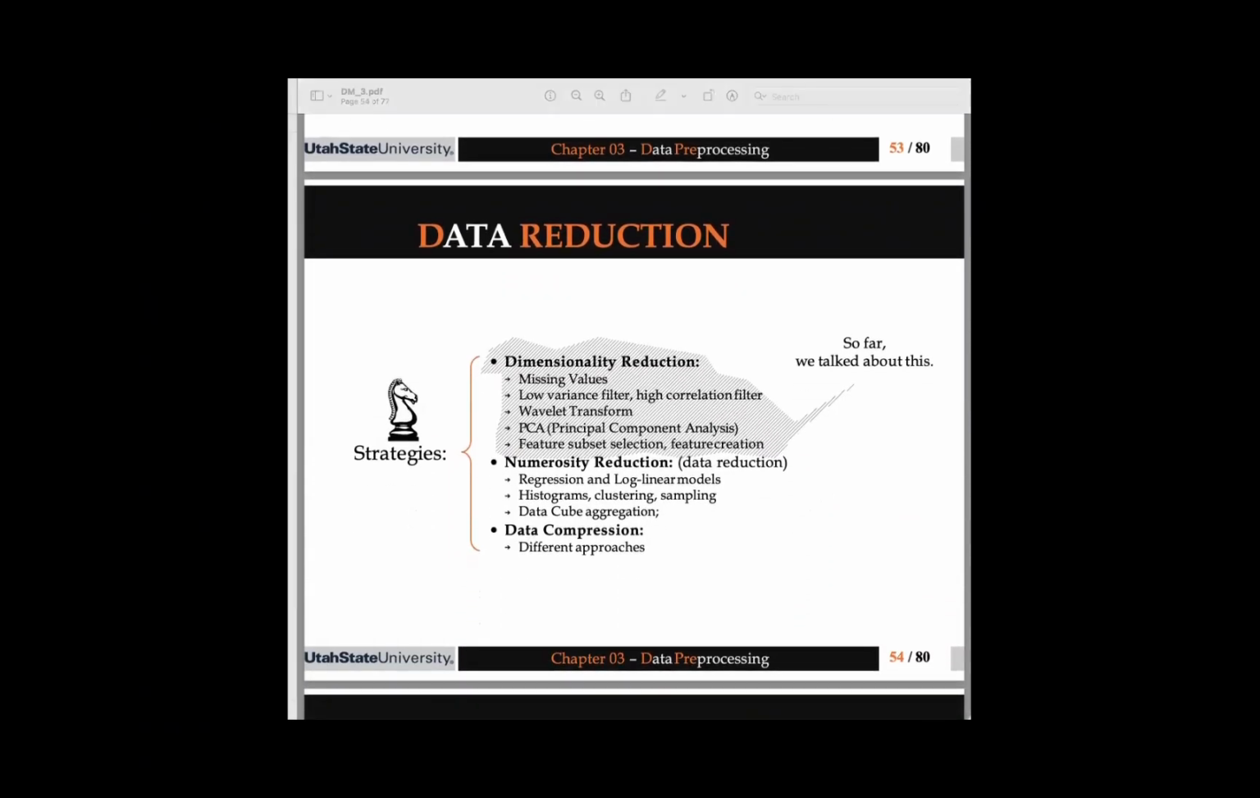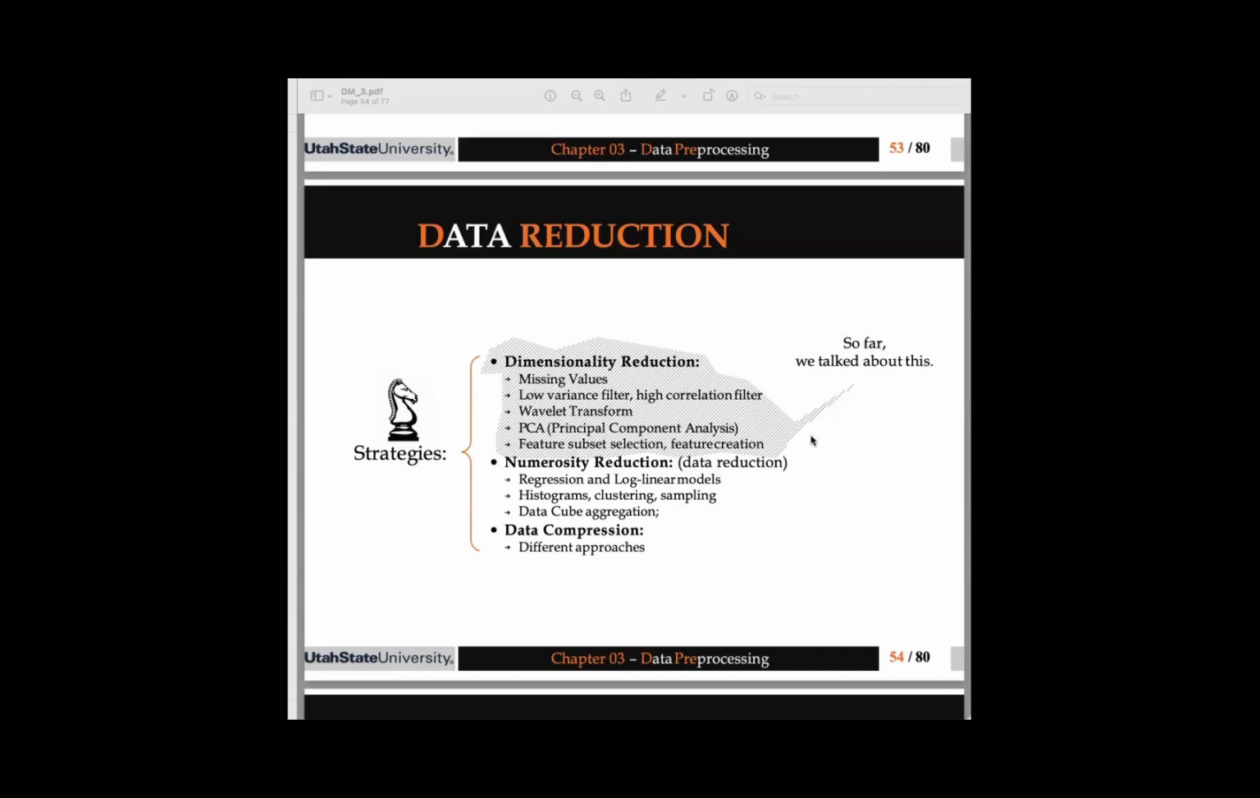Okay, so up to this point, we have focused almost entirely on the first part, which is highlighted here, and this is dimensionality reduction. So we discussed up to now several techniques such as handling missing values, low variance filtering, high correlation, and the wavelet transform. All of these methods share one goal, and this is reducing the number of attributes or features, and we would like to keep as much information as possible. But here, dimensionality reduction is only one side of data reduction.